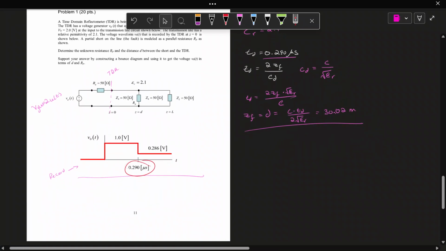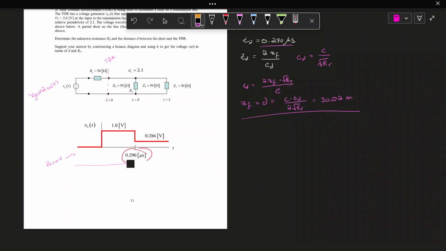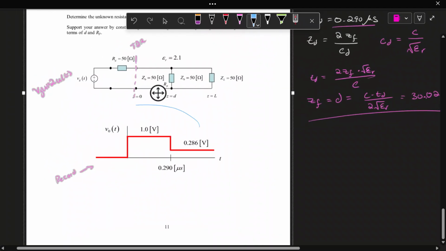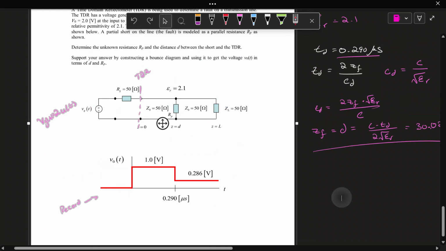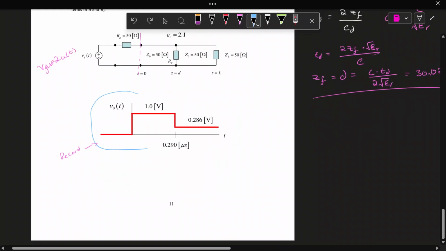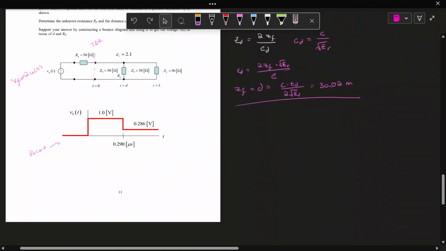Now, to solve for the unknown resistance, it says to support your answer by constructing a bounce diagram. Okay, well, it might be easiest to use this here to construct a bounce diagram. Why is that? Well, this V out of T is the recorded value of the voltage as a function of time at a specific length, L equal to 0, or Z equal to 0. So it's actually very easy to create a bounce diagram from this.